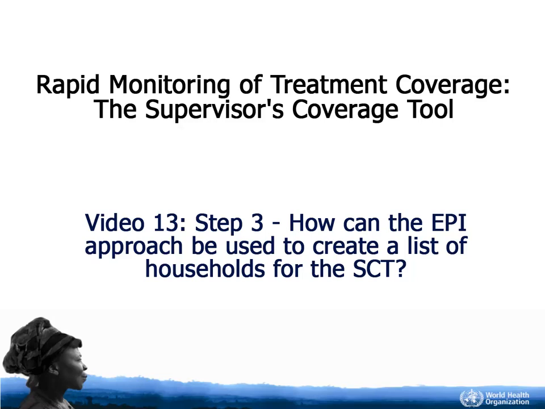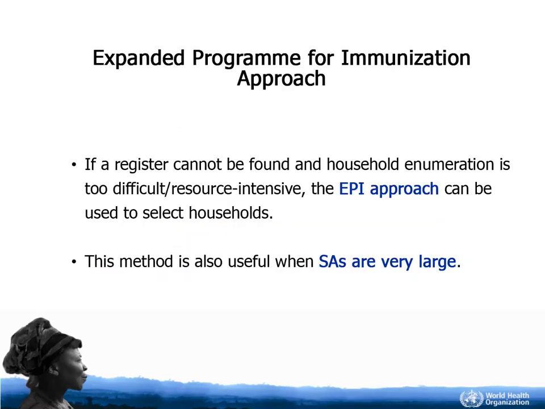Video 13. Step 3. How can the EPI approach be used to create a list of households? If a register cannot be found and household enumeration is too difficult or resource-intensive, the sampling approach used by the Expanded Program on Immunizations, or EPI, can be used.